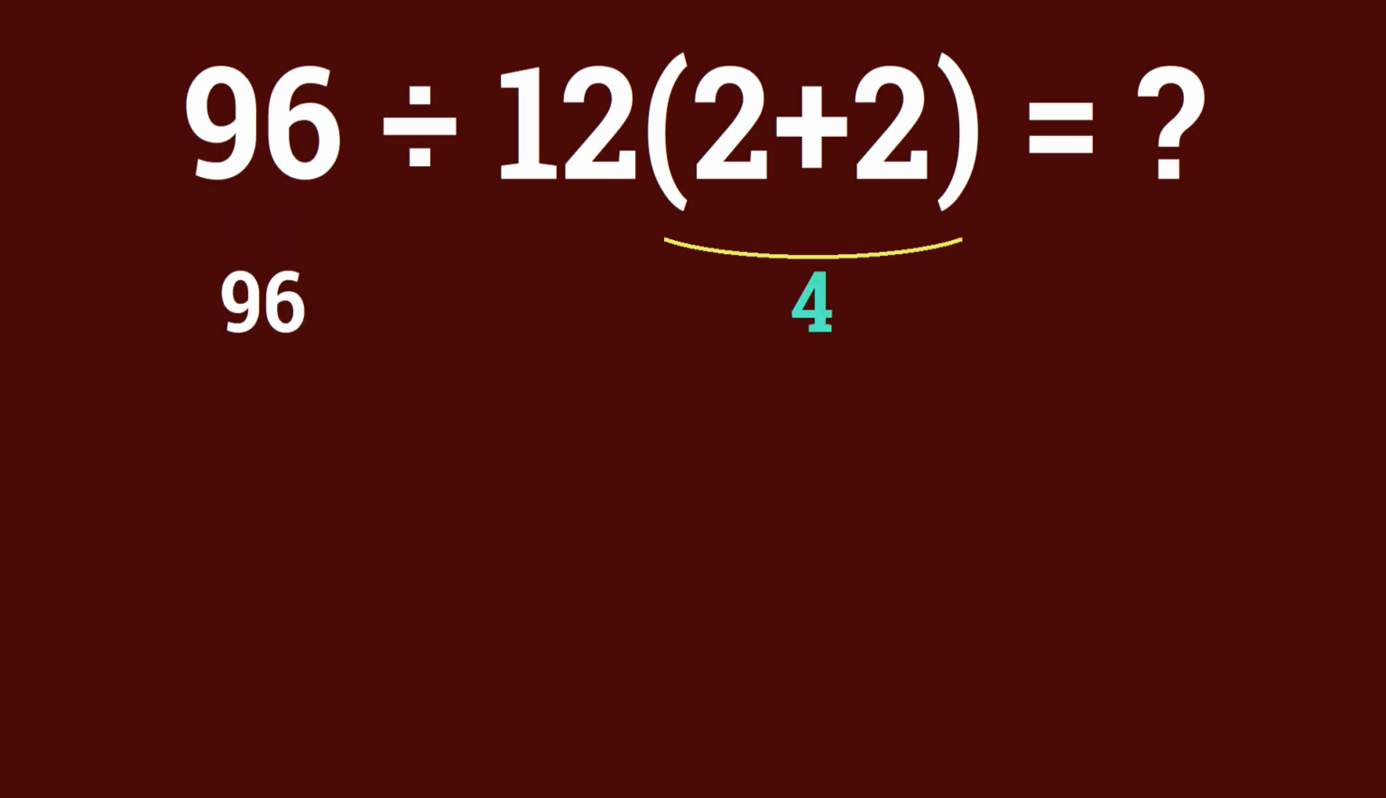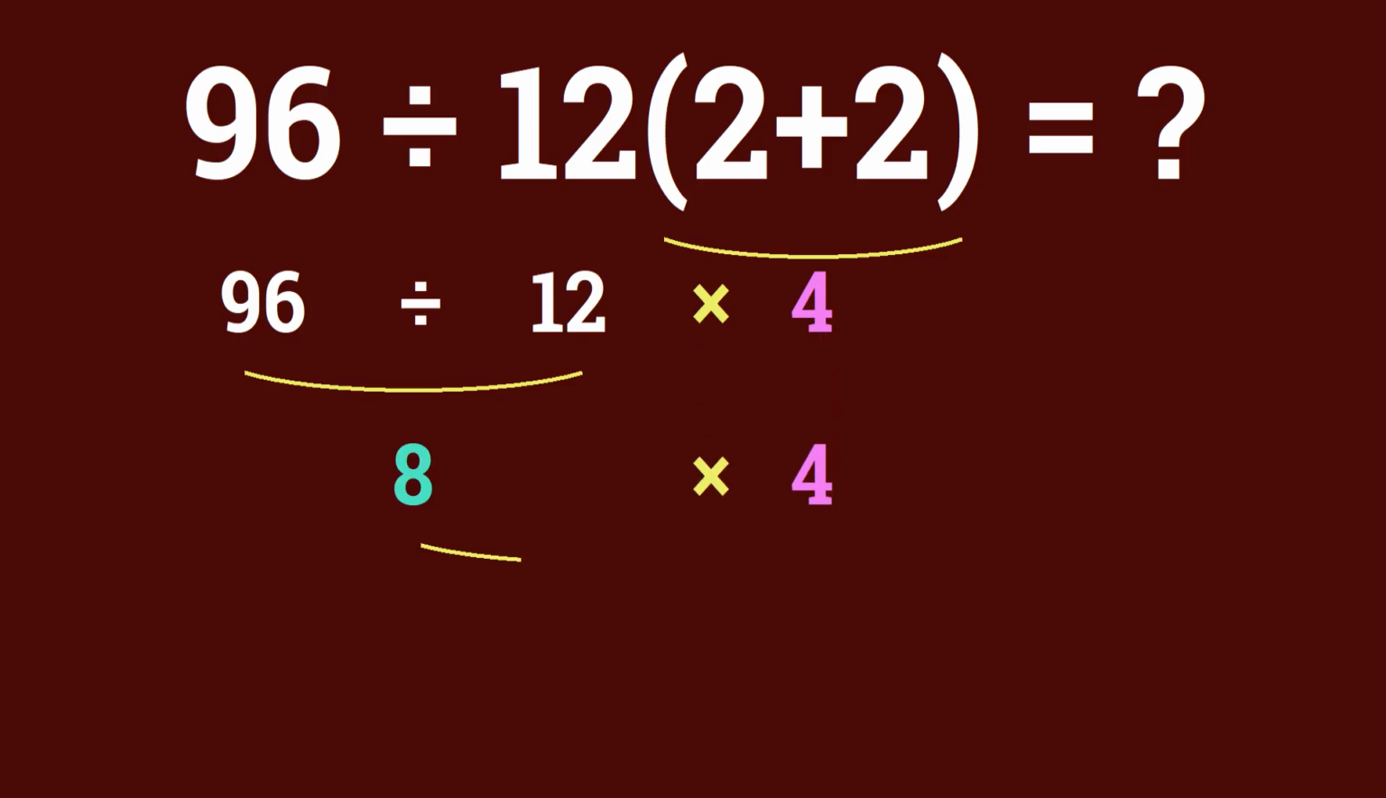So 96 divided by 12 times 4. Now we have one division and one multiplication. So we have 96 divided by 12, which equals 8 times 4, which equals 32. And this is our final answer to this problem.